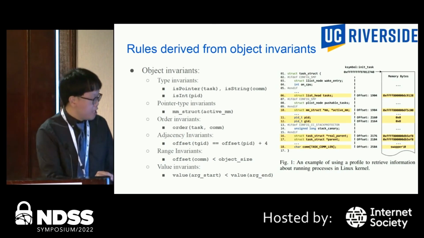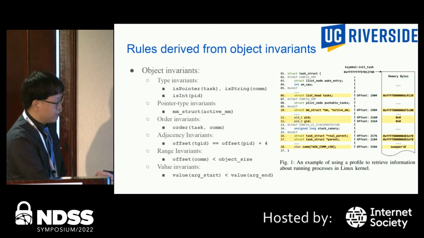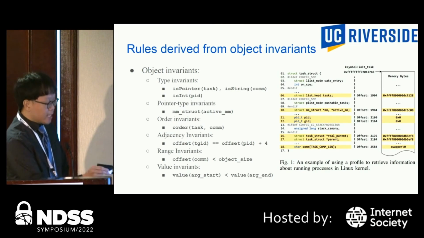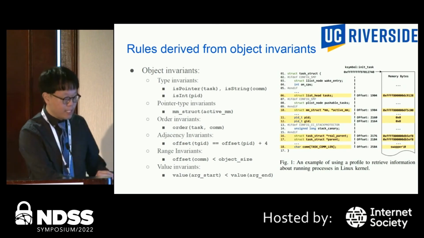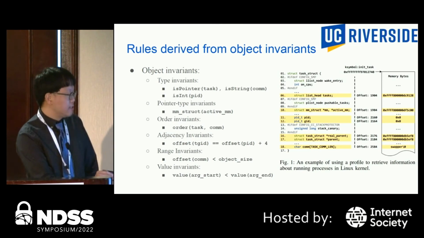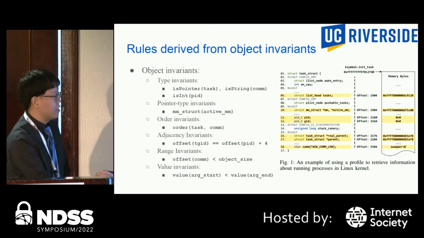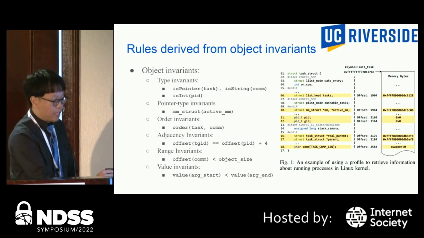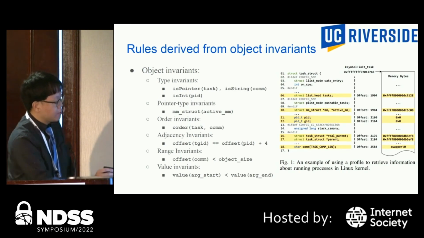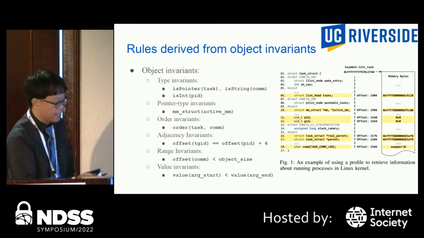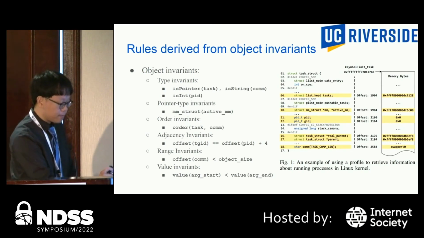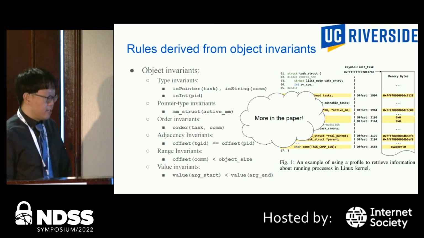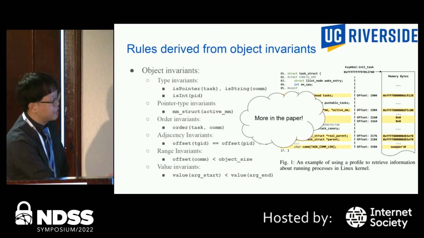A special type of invariance is the value invariance. Although it cannot be observed directly from the source code, we can still have some value invariance based on heuristics. For instance, the arg_start field and arg_end field point to the beginning and the end of the command line arguments. So we can naturally have rules like the value of arg_start is less than the value of arg_end. And you can definitely find more logic rules and explanations in the paper.